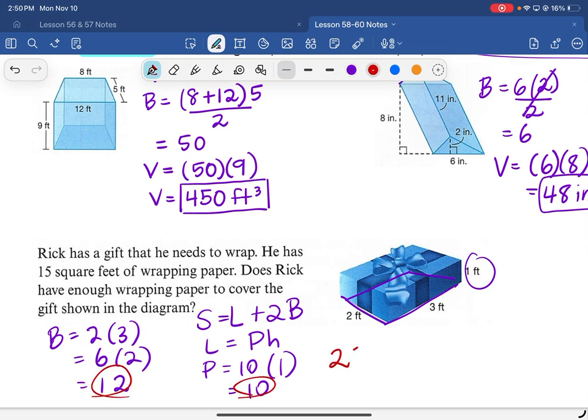Now, I was asking Kellen just a minute ago, is that my answer? 22 square feet. No, because it asks, does he have enough wrapping paper? So what's my actual answer? No. He needs 22 square feet. He only has 15 square feet. So no, he does not have enough. Okay, can we practice the triangles now? Yes.